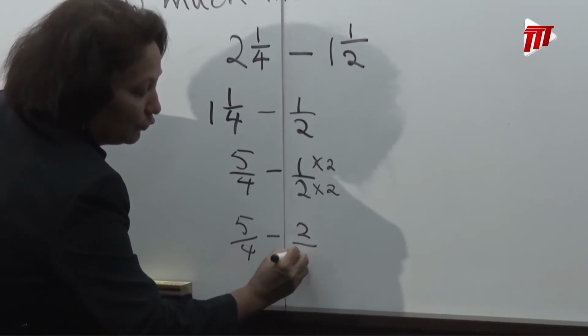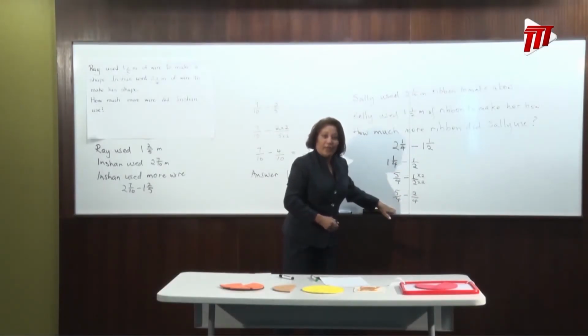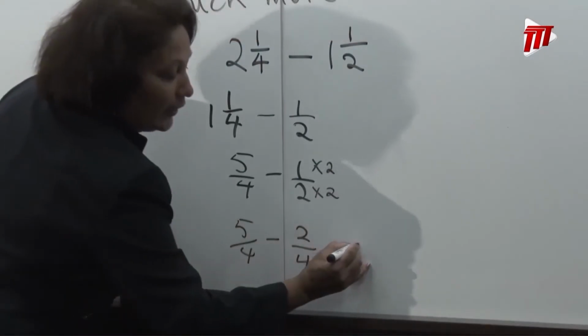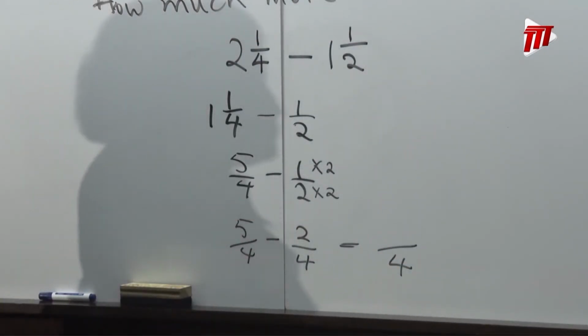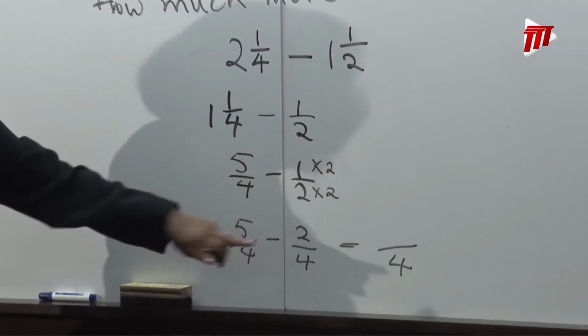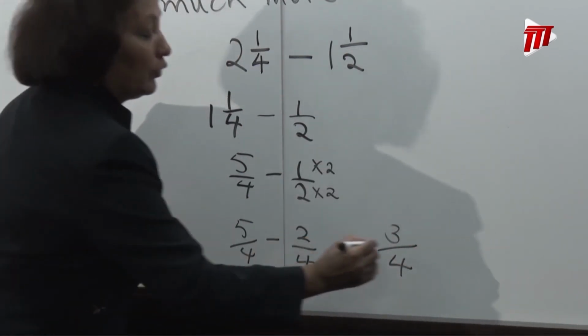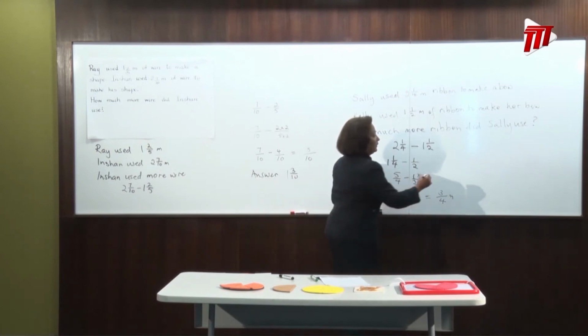minus 2/4, and the denominators are now the same. So if your denominators are the same, we retain that denominator, and the numerator would be the difference between 5 and 2. 5 minus 2 would give me 3/4 meters. Sally used 3/4 meters more.